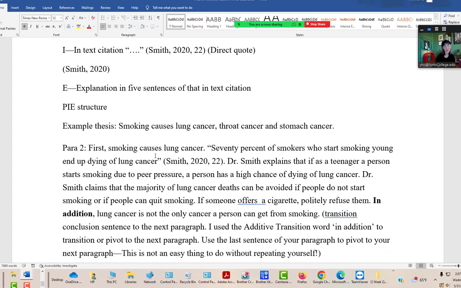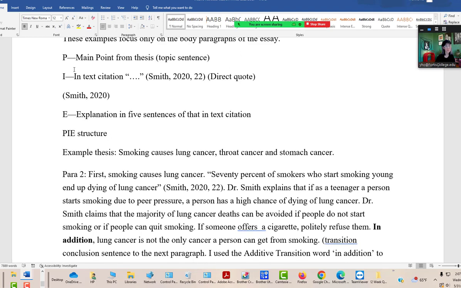So when you write your essay and you want to put in your in-text citation, here I have the first sentence. So here's the example thesis. Smoking causes lung cancer, throat cancer, and stomach cancer. So that's your thesis. Then paragraph 2 is going to be about lung cancer. So P in pie structure stands for main point from thesis. So the main point from the thesis is smoking causes lung cancer. Then you have your one in-text citation. So you would say 70% of smokers who start smoking young end up dying of lung cancer.